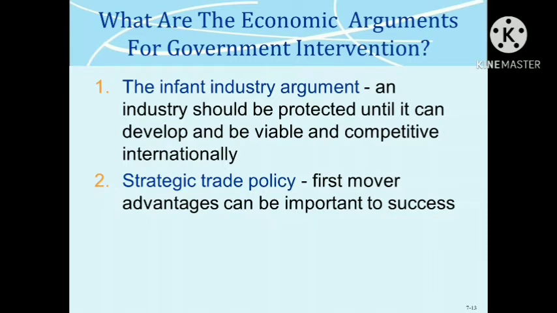According to this argument, many developing countries have a potential comparative advantage in manufacturing, but new manufacturing industries cannot initially compete with established industries in developed countries. To allow manufacturing to get started, the argument is that government should temporarily support new industries by imposing tariffs, import quotas and subsidies until they have grown strong enough to meet international competition.